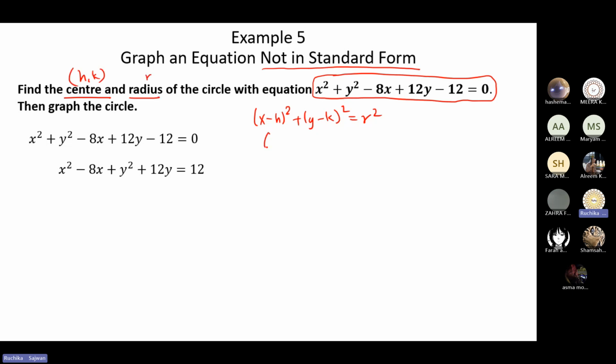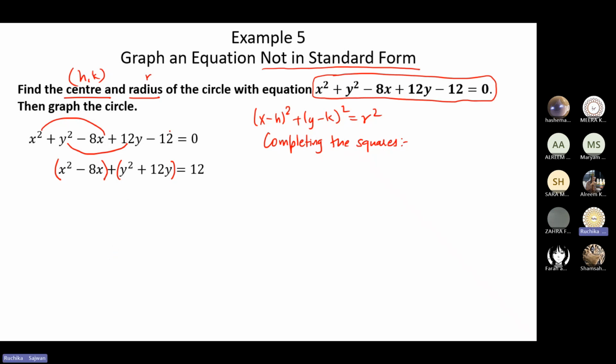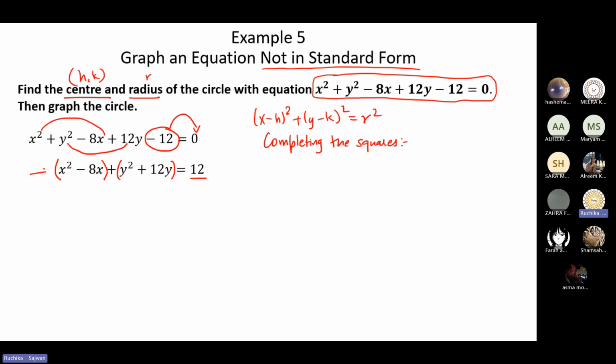We are using the same method. I repeat for you, completing the squares. I hope you have revised this method, because it will be very helpful for this. So step 1, we collect x with x, y with y, and I group them together in brackets. Can you see step 1? Everybody? And whatever is the number here, I'm going to move it to the right, 12, plus, sign changes. This step is easy. Yes or no, quickly?